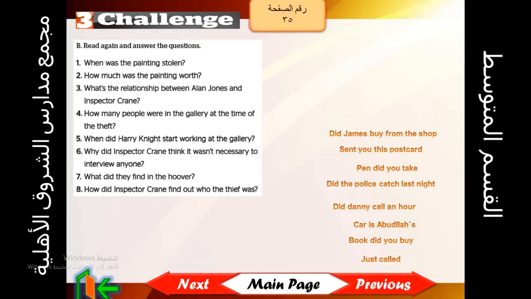Number 4. How many people were in the gallery at the time of the theft? There were 5 people. Number 5. When did Harry Knight start working at the gallery? Today is his first day. Number 6. Why did Inspector Crane think it wasn't necessary to interview anyone? Because he had discovered the doer of the crime, the criminal. Number 7. What did they find in the Hoover? They found the painting. The last question: how did Inspector Crane find out who the thief was? Because the cleaner was a new brand and it didn't work well.